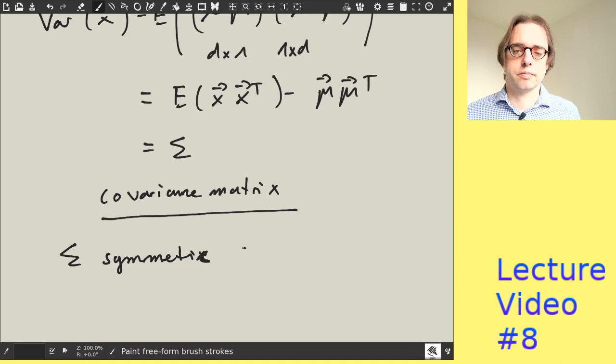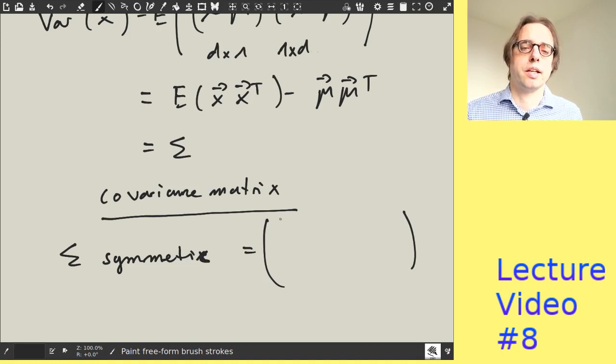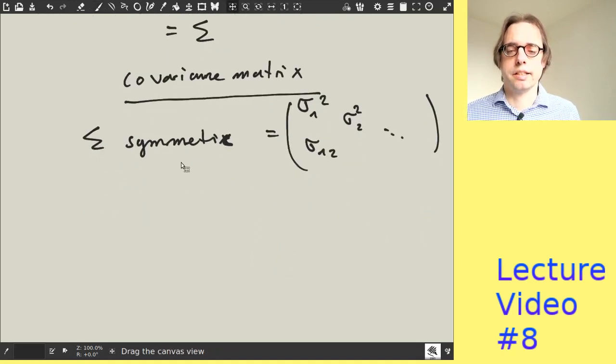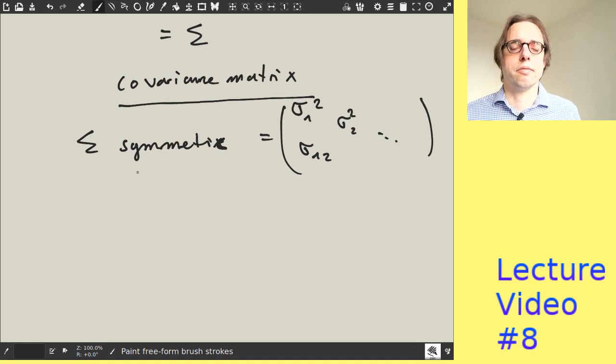So, and you can write it down like this. On the diagonal you have the individual variances of x1, x2, and so on, and then on the off-diagonal elements you have the covariances, the proper covariances. As I said, the key thing is that in more than one dimension, the variance is not just a single number, but a matrix.